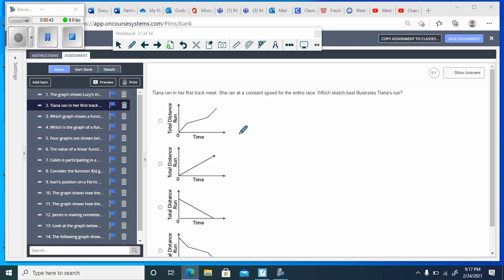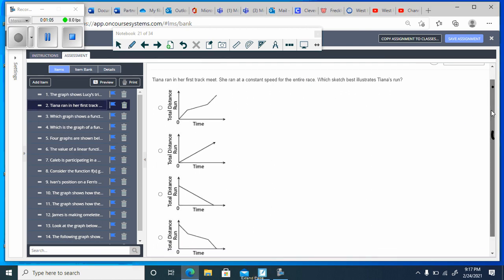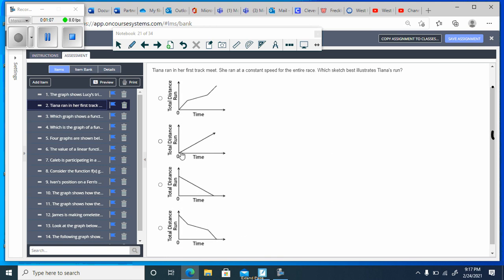Tiana ran in her first track meet. She ran at a constant speed for the entire race. Which sketch best illustrates Tiana's run? Constant speed means that you are talking about a linear equation, okay? If we're talking about a constant speed here, let's see if we can grab that one. Then this would be it.